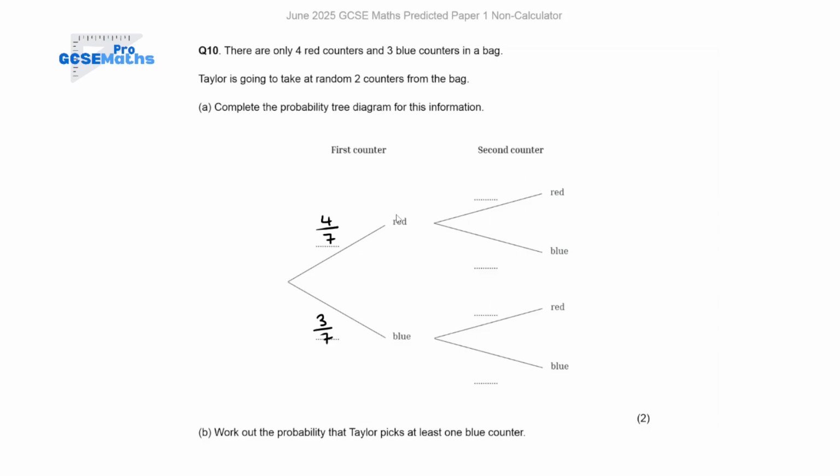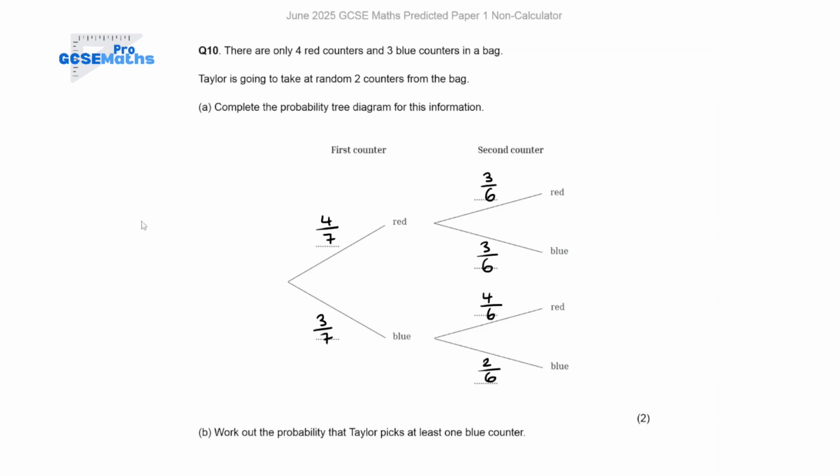Now, following the red counter for the first one, imagine I've already picked a red one, and I'm not replacing it, so I've only got 3 red counters left, but also in my bag, I've only got 6 in total, so that's 3 out of 6 chances. Now, I didn't pick blue, so there's still 3 blue ones, but again out of 6, and that would add up to 1. Now down here, imagine my first counter was actually blue. I would still have all 4 of my red counters, but still out of 6, and I would have therefore only 2 blue counters out of 6, that also adds up to 1.